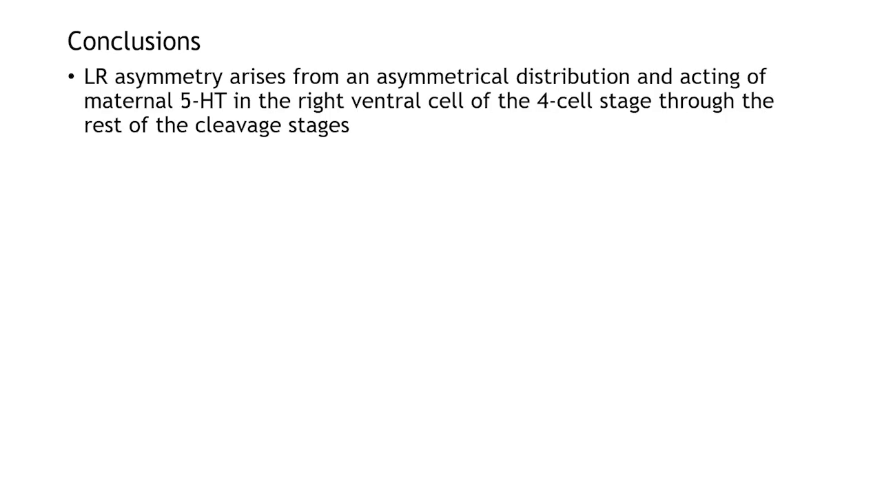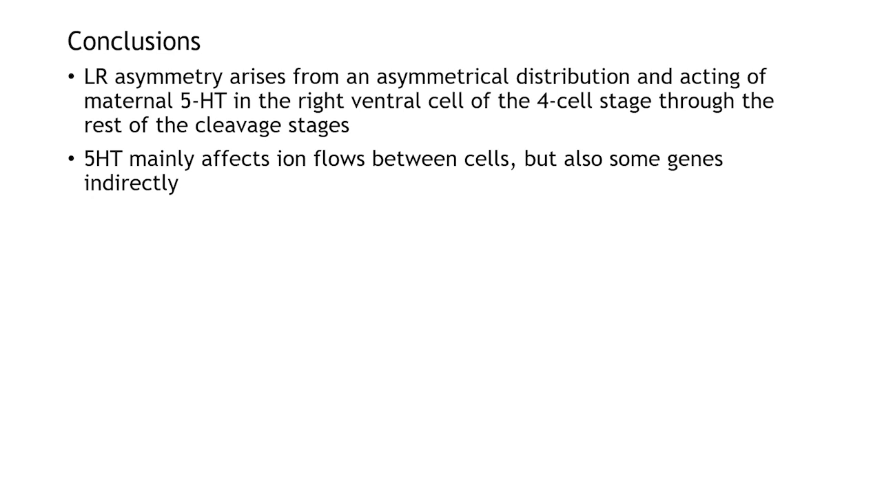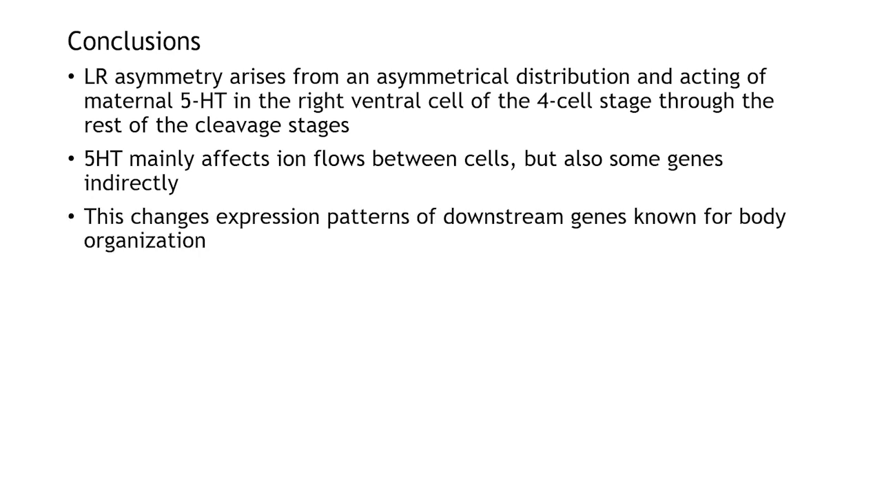I know that this was a lot, so here again are the main conclusions of this paper. The left-right asymmetry arises from a higher concentration of maternal serotonin in the right ventral cell of the 4-cell stage. Serotonin mainly affects ion flows between the cells, but also some genes indirectly through cascades. And this in turn changes expression patterns of downstream genes that are known for regulating body organization. But this is, of course, not the whole story.